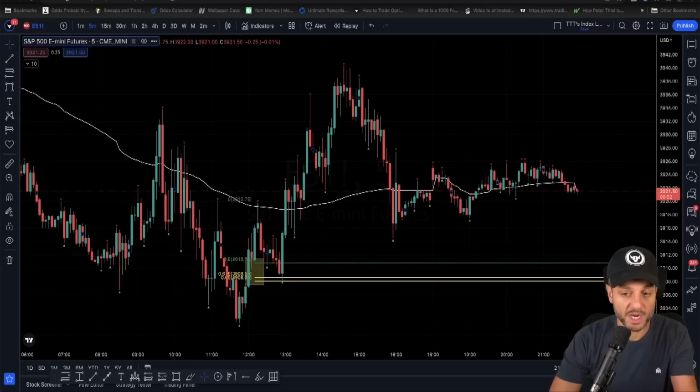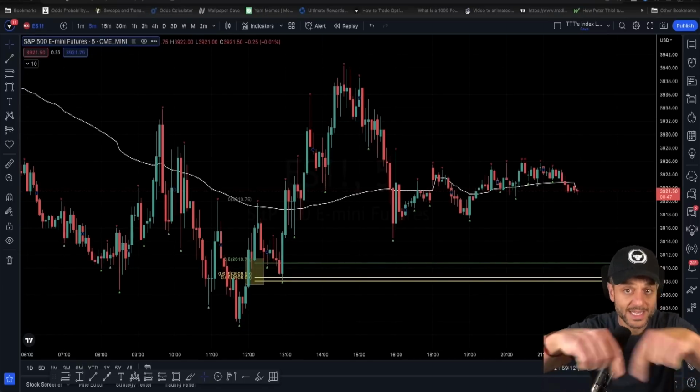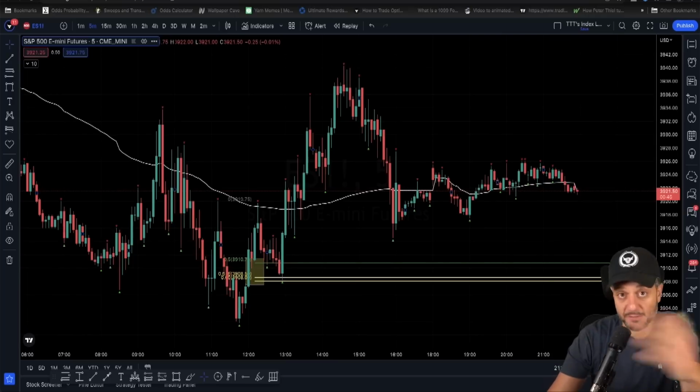So I'll start off with the trade breakdown and then I'll get into the nuances between options and futures. And by the way, everything will be tagged in the chapters below, so feel free to skip forward and back as you like.